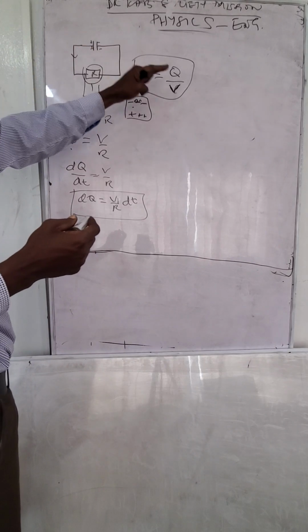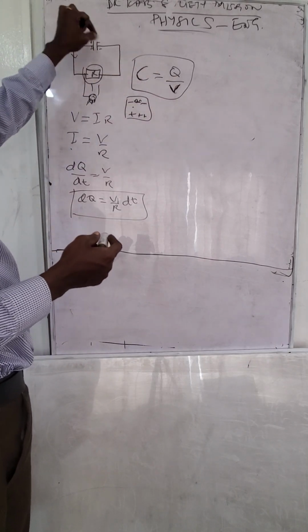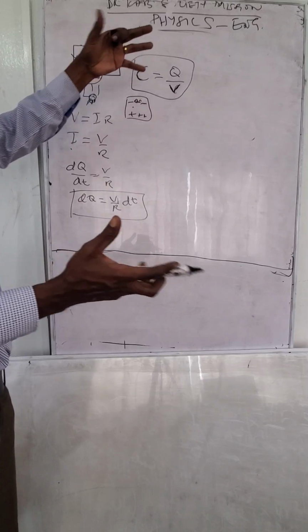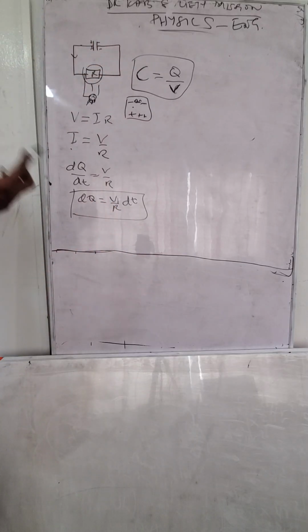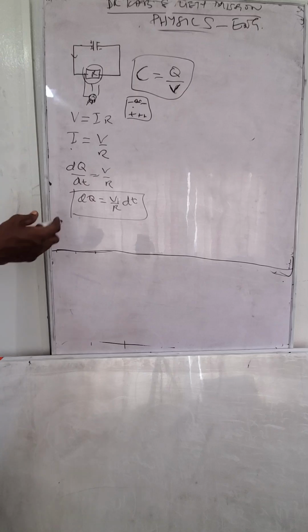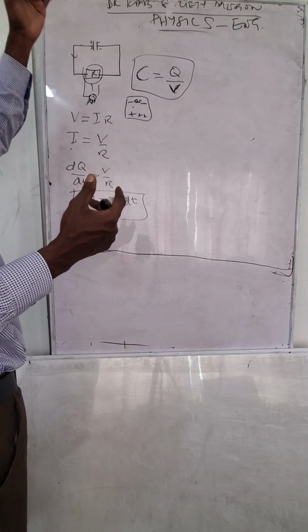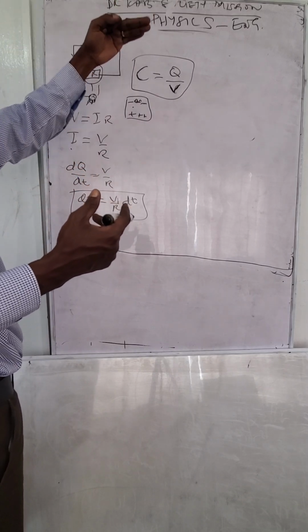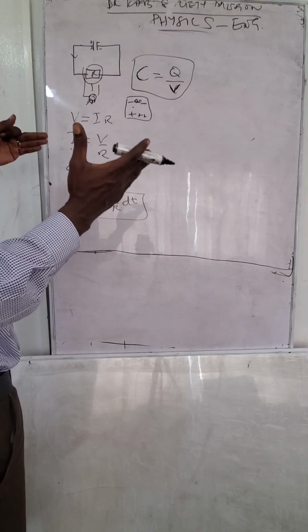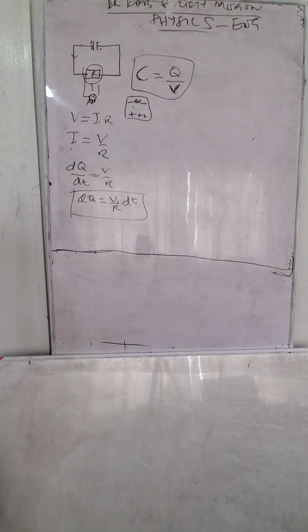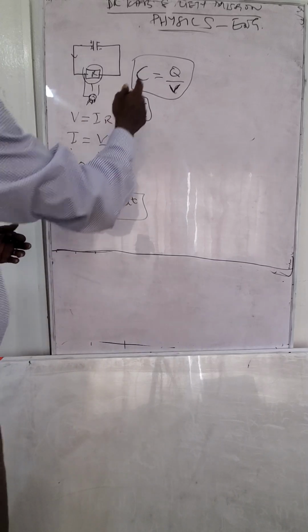Some may have a small charge, maybe a small collection of electrons on it, but the voltage may be high. So then we say its capacitance is high. If it has a very large collection of charges, but the voltage is low, then it has a low capacitance. So that is the ratio.